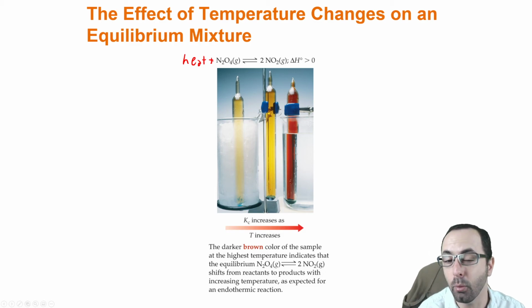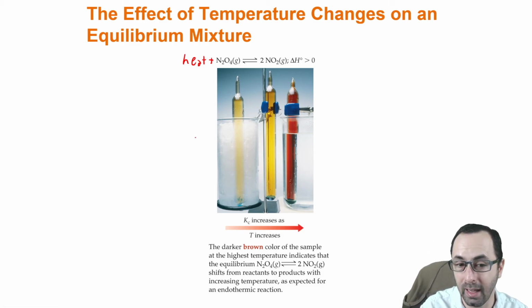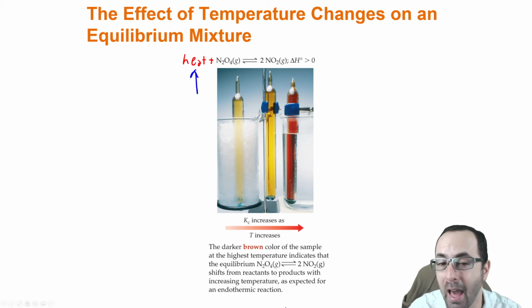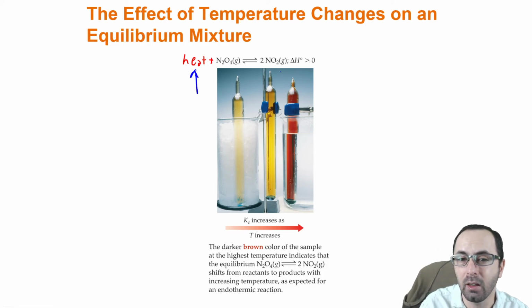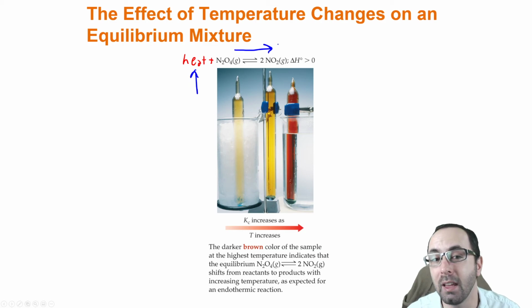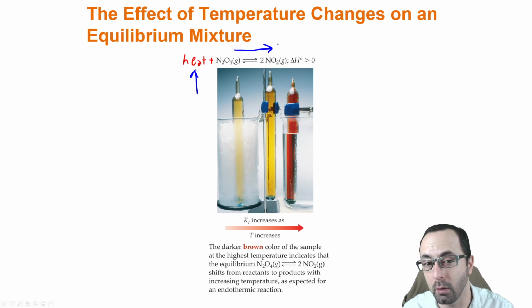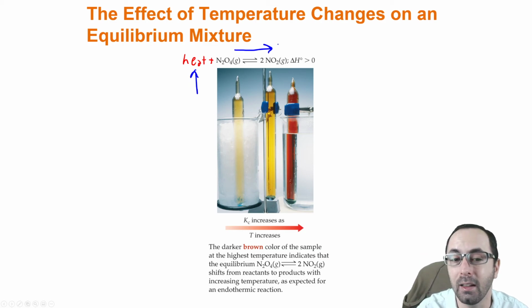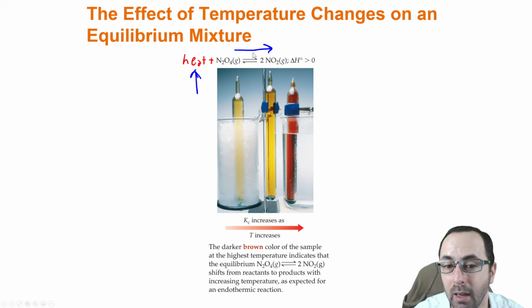So that means if we increase the temperature on an endothermic reaction like this, that's like adding more heat. And that's going to cause the reaction to shift to the right because this reaction is endothermic. It consumes heat to go forward, right? And so by increasing the temperature, it's like we're adding in heat. And so the reaction is going to shift forward to consume that additional heat. And you can see the result here.